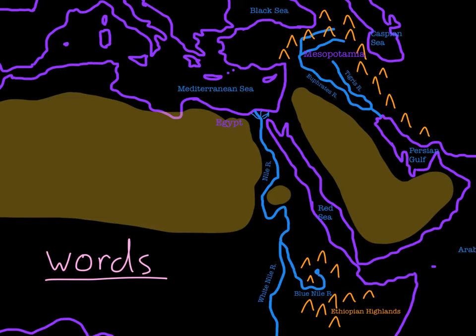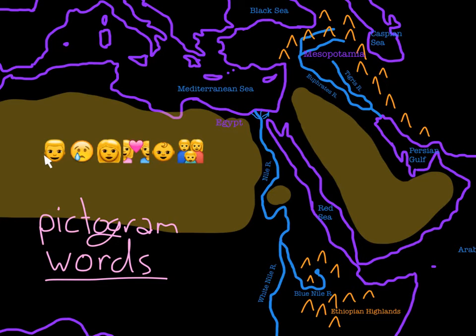So what might that look like? Well, a very early way of writing things down is by using pictograms. This is how a lot of writing systems tend to start out, using pictograms. So let me give you an example of what a pictogram might look like. Ta-da! Turns out emojis are totally pictograms.